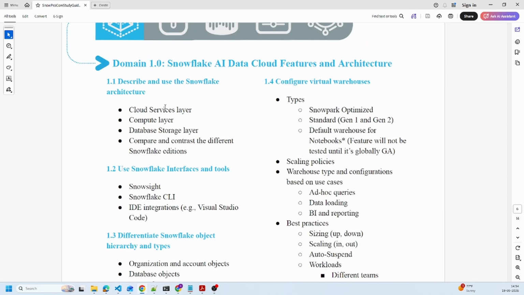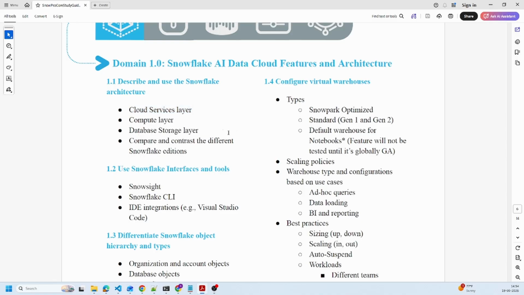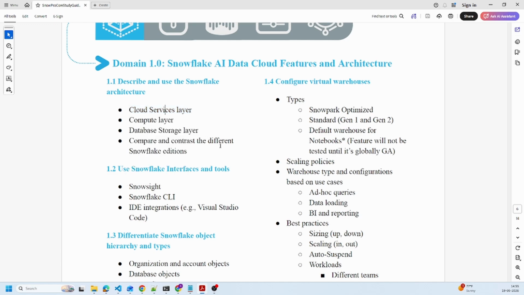Snowflake architecture. Snowflake has 3 core layers, and the exam expects you to understand each one clearly. First, the cloud services layer. This is the brain of Snowflake. This layer handles things like authentication and authorization, metadata management, query optimization, transaction management. So when you submit a query, this layer is the one figuring out what needs to happen.